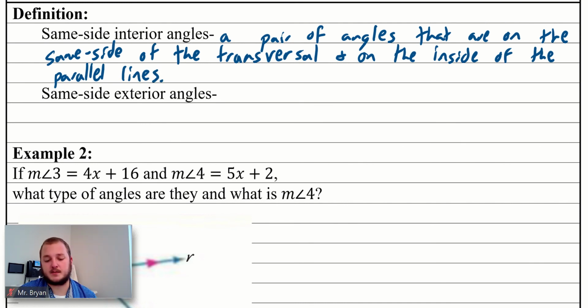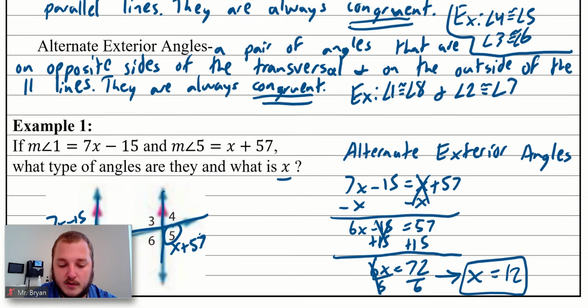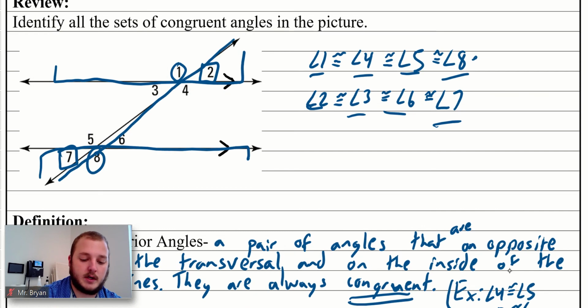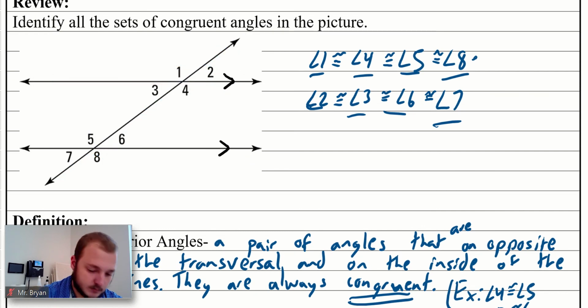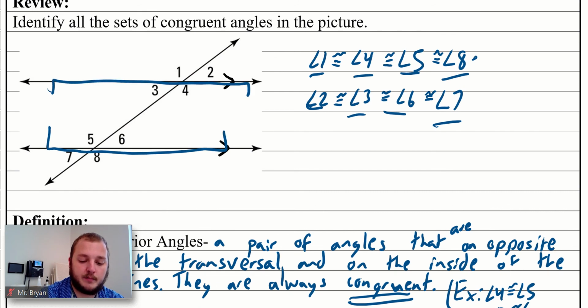Okay, and we'll take some examples from last time as well, but again, just using that idea. Same side interior angles this time. Same side of the transversal, and then inside or interior. So if I start with angle 4 again, this time on the same side of the transversal, the only other angle would be angle 6. So angle 4 and 6 would be an example of this.